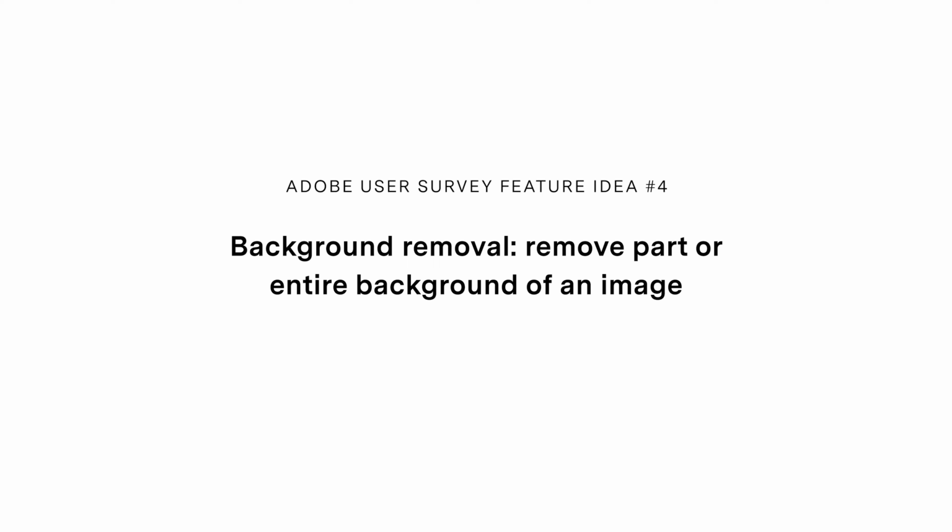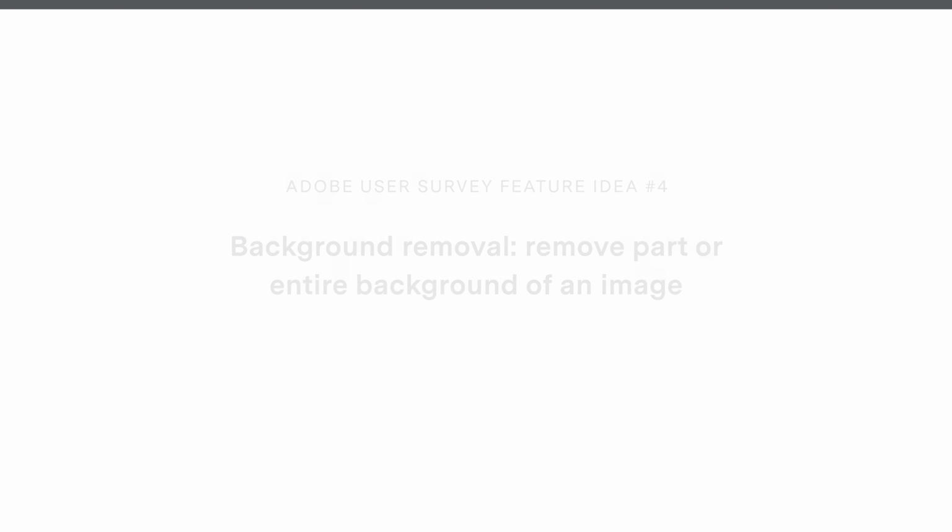Okay, feature idea number 4 from the survey, background removal. Remove part or entire background of an image. So this to me sounds like an extension of the new Select Background tool, the new masking tool that they just added to Lightroom Classic and Adobe Camera Raw through that update that came out yesterday. But right now that tool is basically just something that you could use to make adjustments like exposure adjustments, contrast adjustments, color adjustments, whatever you want to do to the background surrounding a subject. What they're talking about is actually popping that background out, removing it.